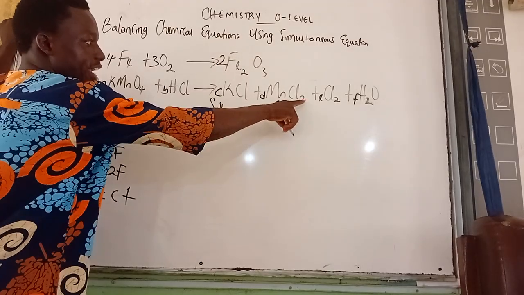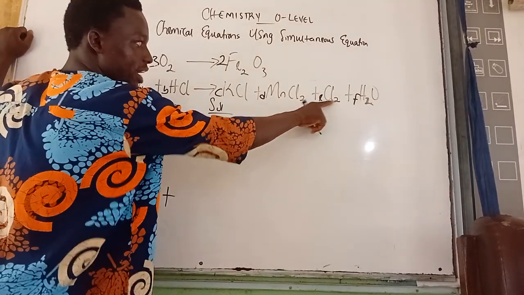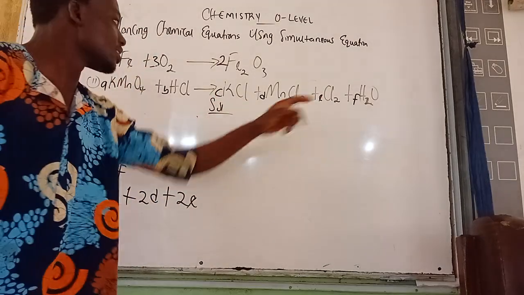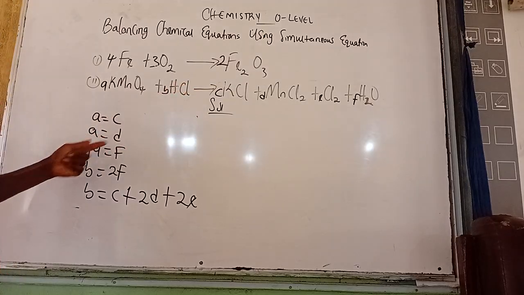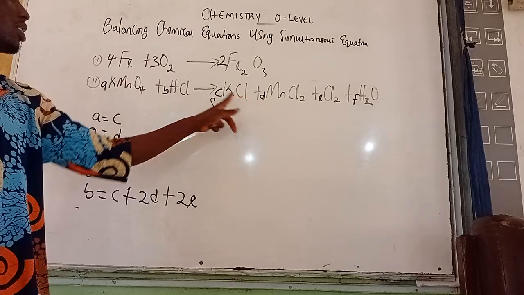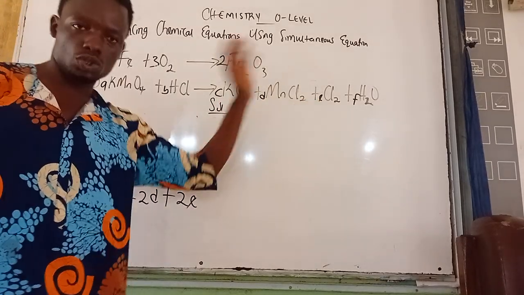Then we have another chlorine here, 2D. Plus, we have another chlorine here, 2E. Do we get that? We have chlorine in 3 places here. This arrow means equal to that we are putting. So the C here, chlorine here, is equal to chlorine here plus, because there is a plus, another chlorine. Do we get that?